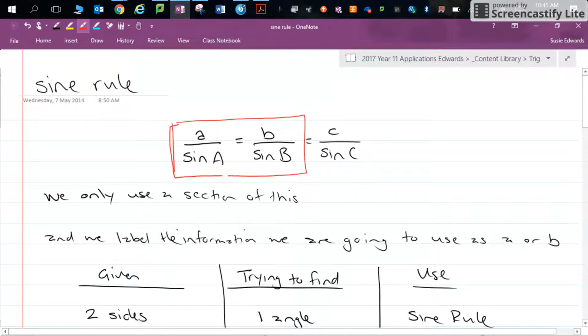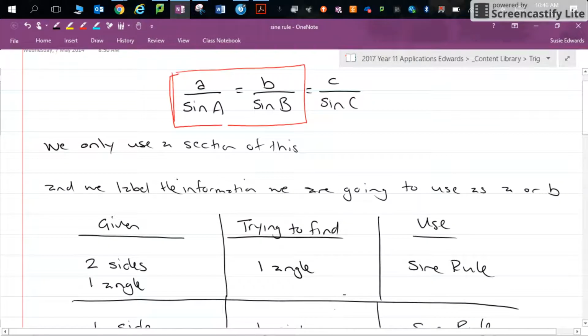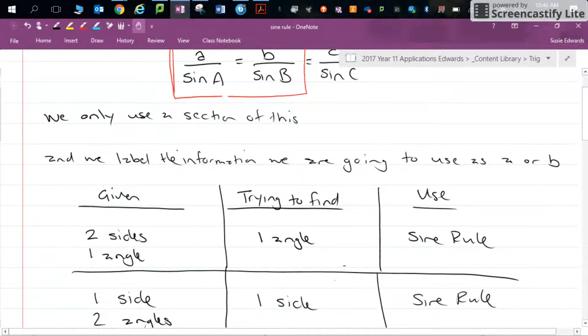You can choose to use A and C or B and C, but I choose to just use A and B, and always label my triangle with the A's and B's next to each other. From what we've learnt about labelling before, lowercase a and uppercase A are always the opposite side to the angle, so we need to remember that. So we only use sections A and B, as I said.